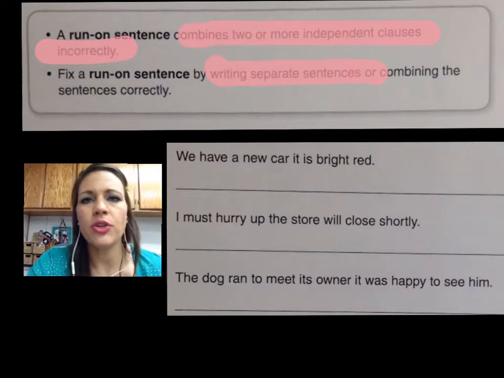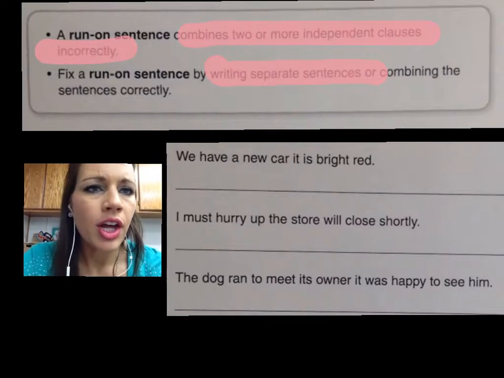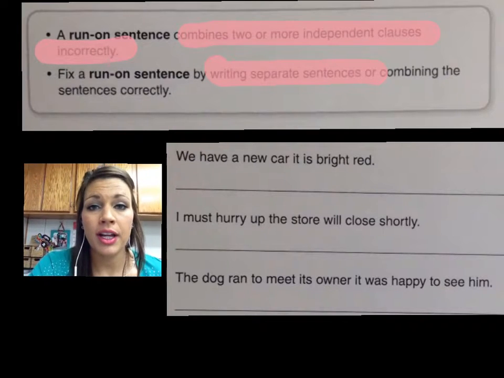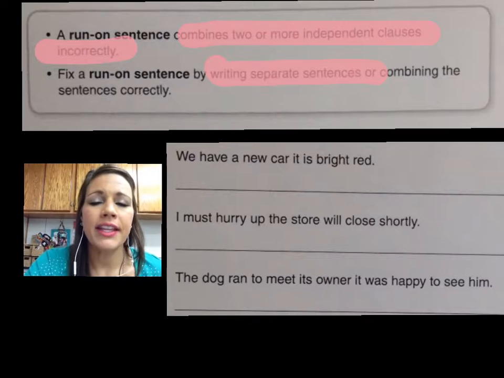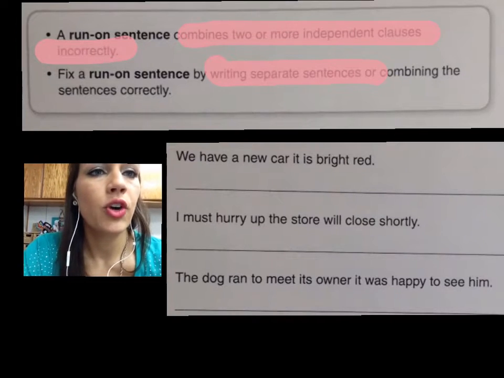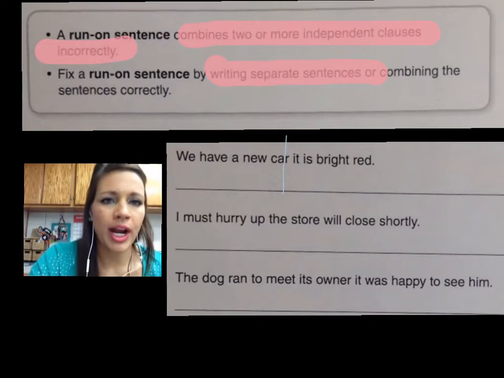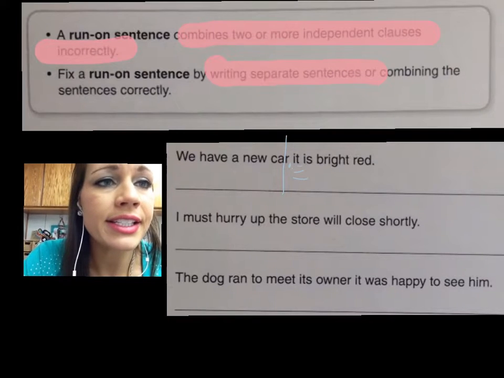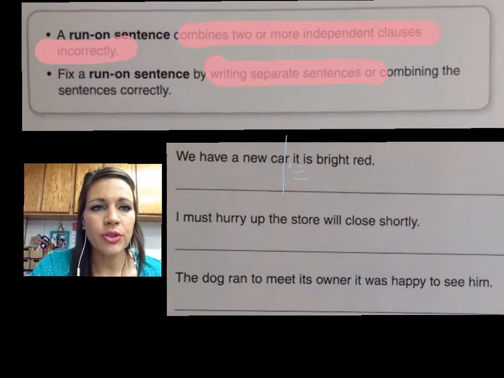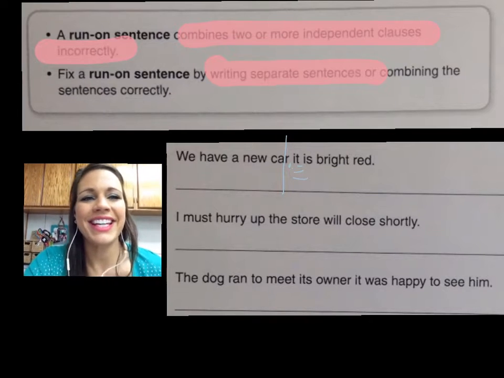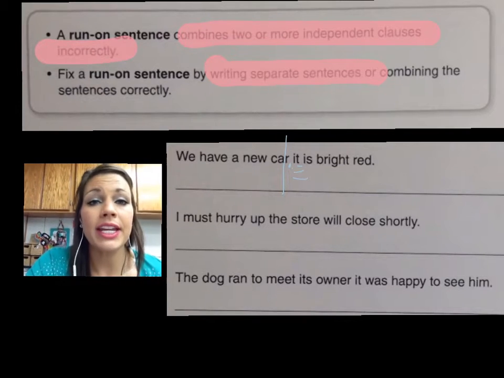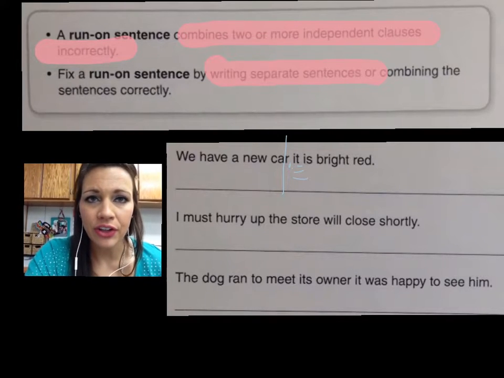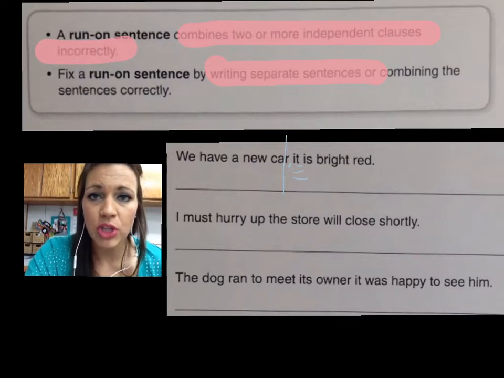Okay, let's take a look at a few examples here. The first one is, we have a new car, it is bright red. This is a run-on sentence. Can you hear where I paused? That's telling me these are two separate sentences. We have a new car, it is bright red. Now, we could put a period after car and then capitalize the I in it. We have a new car, period. Start a new sentence. It is bright red, period. To make it into two sentences. If you don't want to make it into two sentences and you want to combine them together, you can use that subordinating conjunction, but you need a comma there.